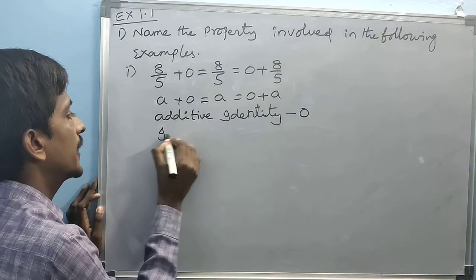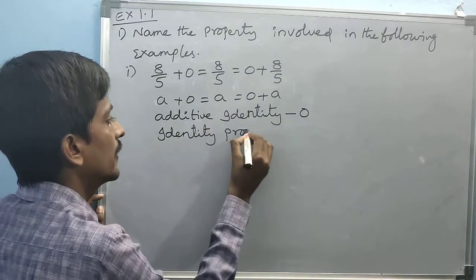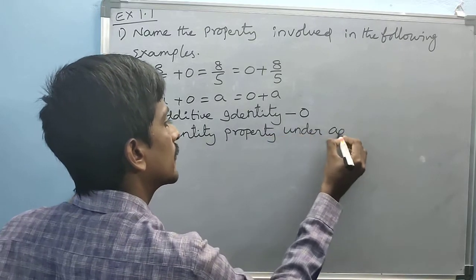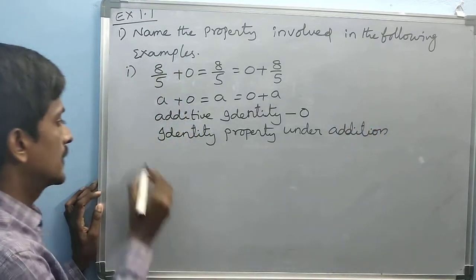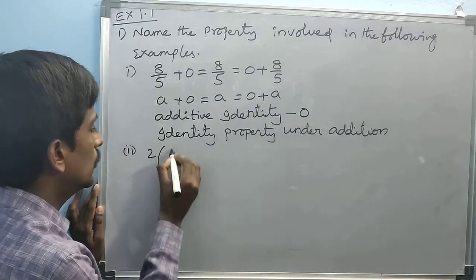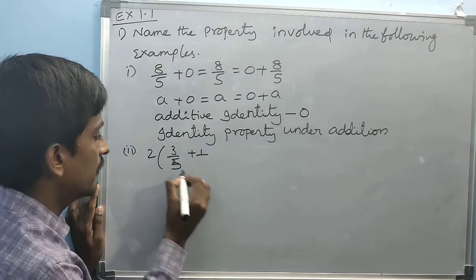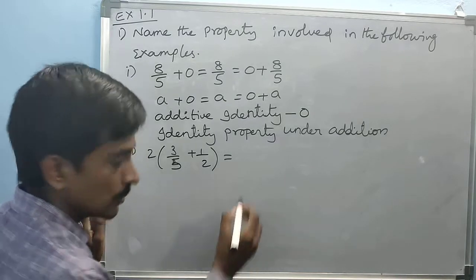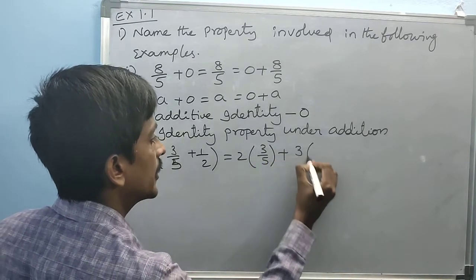This is the identity property under addition. Second one, 2 into the quantity 3 by 2 plus 3 by 5 plus 1 by 2 equals 2 into 3 by 5 plus 3 into 1 by 2.